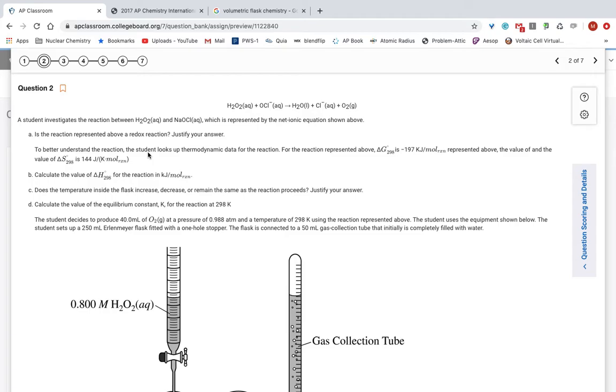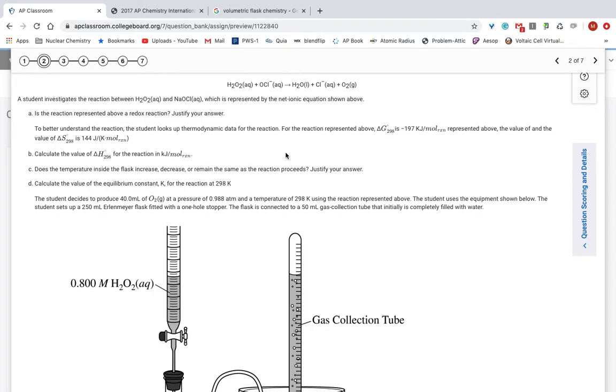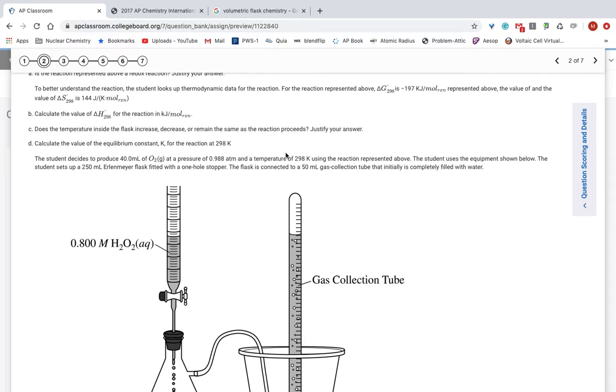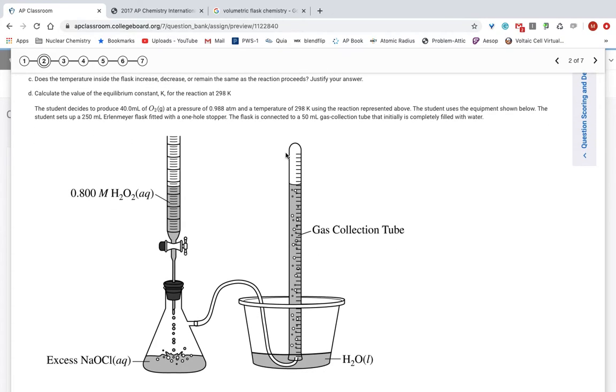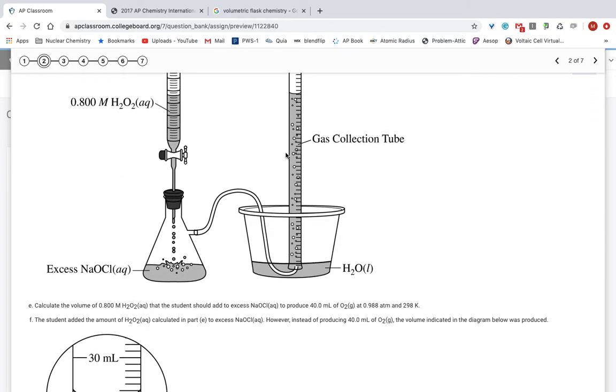Next part of this gives a delta G and delta S. So entropy and Gibbs free energy we have not covered. It's Unit 8, so those will not be covered on the test. So we will skip that part, but we can do E through G here.